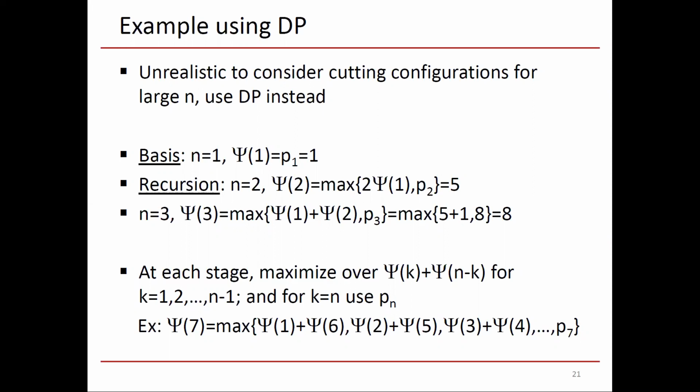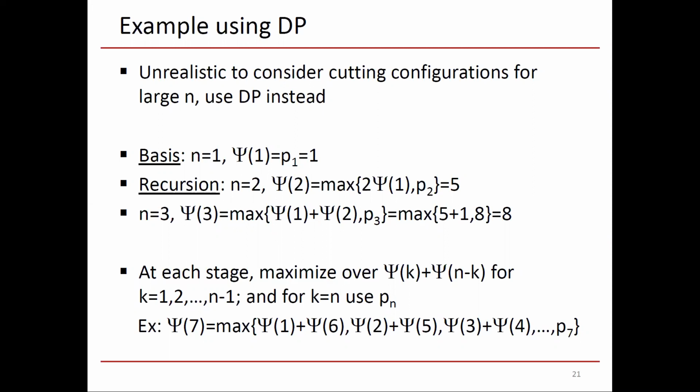2 times psi of 1 is $2, P2 is $5, and we want as much money as possible. P2 is better. So if we have a length 2 problem, n equals 2, the optimal action is not to cut it, maintain a rod of length 2, sell it at $5. And the utility is psi of 2 is $5.